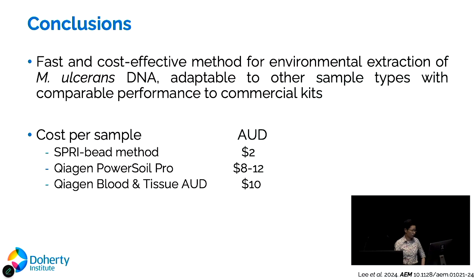So in conclusion, we have a fast and cost-effective method for the environmental extraction of M. ulcerans DNA, which is adaptable to other sample types with comparable performance to commercial kits. While this was developed specifically for M. ulcerans, I think with a different primer probe set, you could potentially use these methods for testing of other organisms as well. And just to show actual cost comparisons, you can see what the in-house method is as compared to two commercial kits.